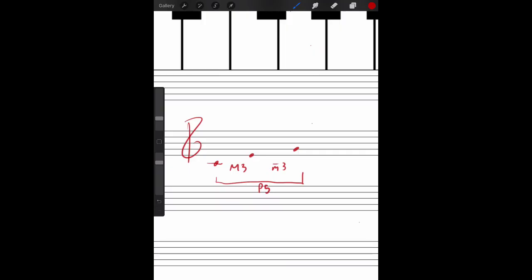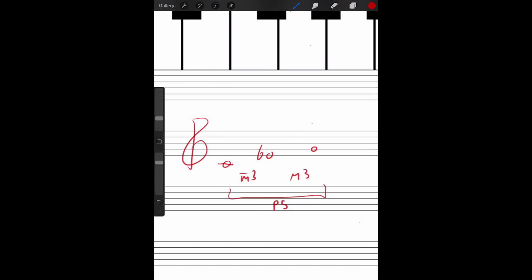Okay, so if we look here at this triad almost as an arpeggio spread out. So this is our C major, C, E, and G. We have a major third and a minor third, and those intervals together create our perfect fifth down here. So the interval between the C and the G gives us the perfect fifth.